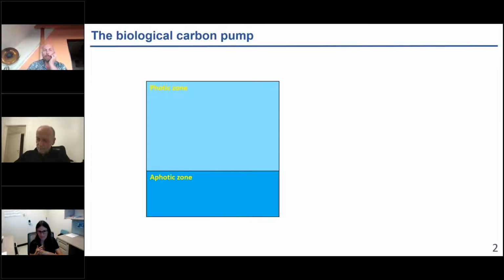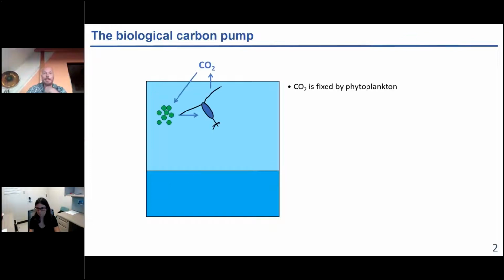I will still give a very brief introduction to the carbon pump, even though I think everybody knows it. I think there are two layers: the photic zone in the surface ocean and the aphotic zone below that, typically below 100 meters. As you all know, CO2 is fixed into organic carbon by phytoplankton in the photic zone, which can then be grazed by animals or respired by bacteria in the surface ocean. That will immediately release the CO2, and it will go into the atmosphere.